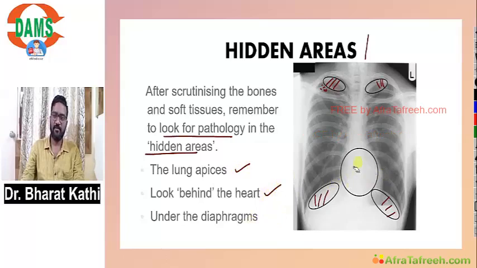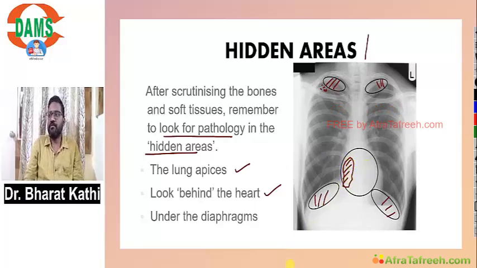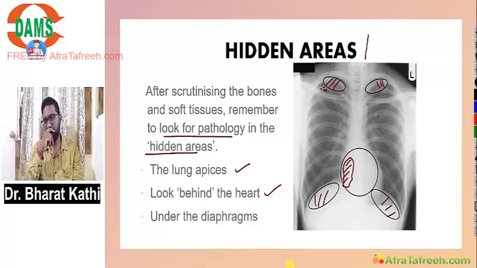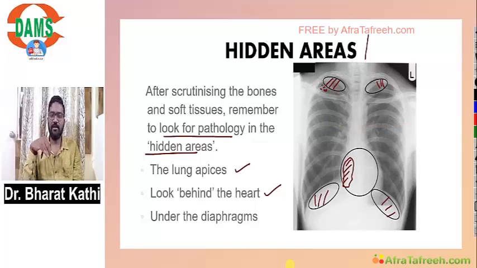Especially in this retrocardiac area, I once saw a bulging which turned out to be a Pott's spine. This patient had some back pain, fever, and weight loss. He was referred to me for fever and weight loss. When I scanned his chest x-ray, I could see some paracardiac, retrocardiac bulging.